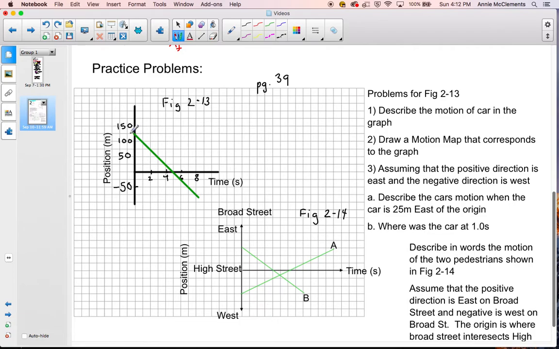120 meters. So I know that the car starts, and I'm going to make little notes over here about things that might be useful to include in my description of motion. Car starts 125 meters from the origin, and it's important to include too that it's in the positive direction.